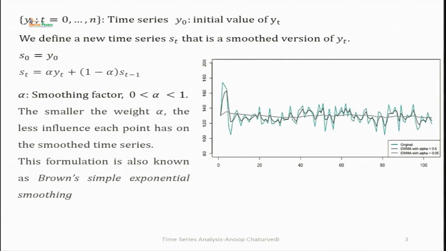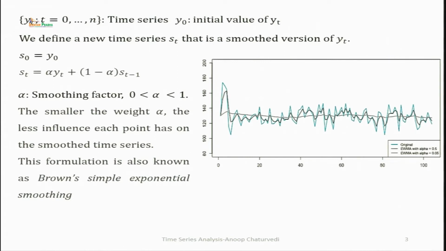Now, suppose y t is a time series, t varies from 0 to n, and y naught is the initial value of y t. Now, we define a new time series S t, and this S t is actually a smoothed version of y t. We take S naught equal to y naught, and S t is equal to alpha y t plus 1 minus alpha S t minus 1. Here this alpha is called the smoothing factor, and it lies between 0 and 1.